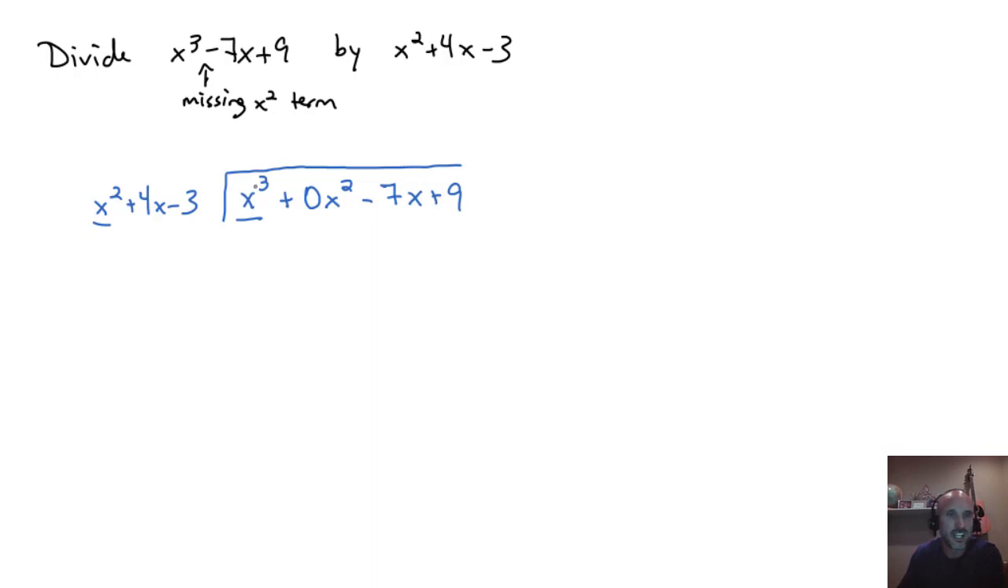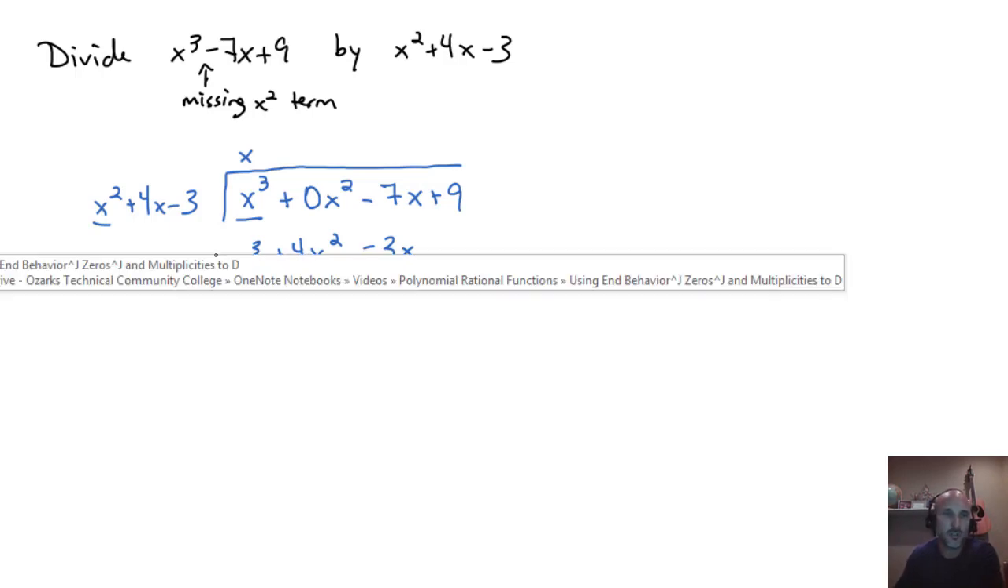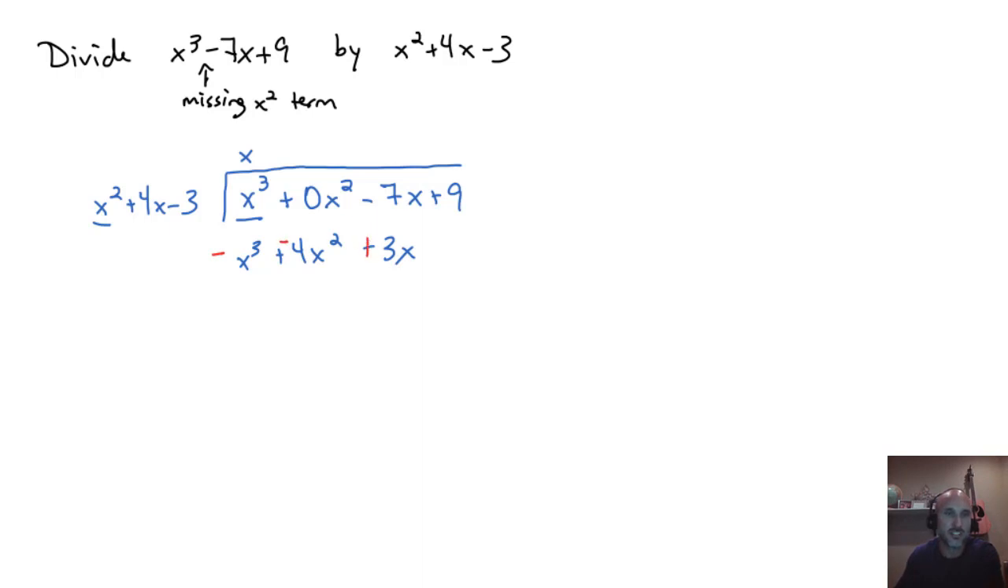X squared goes into x cubed x times. Then I distribute my x to all three terms of my divisor, giving me x cubed plus 4x squared minus 3x. You can see that because the 0x squared is here, my like terms line up perfectly, which is what we want to happen. If you didn't, then you'd have this negative 7x stacked on top of your 4x squared, which might throw you off in the next step when you subtract. And again, I'm distributing the negative because we're subtracting all of this. The first terms cancel. Then I get negative 4x squared, negative 4x, and I drop my plus 9.